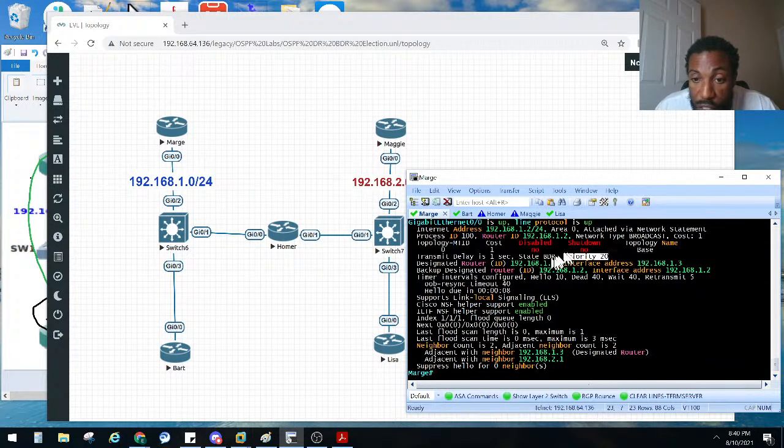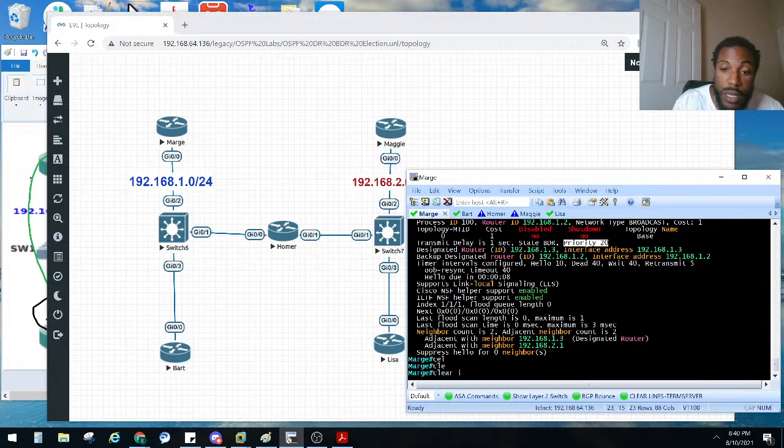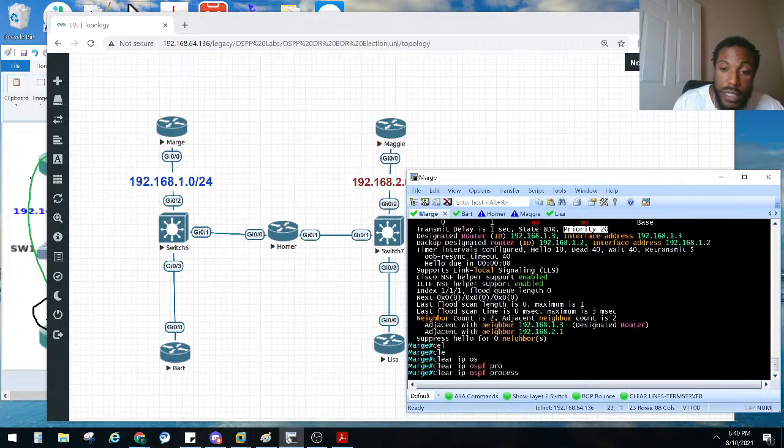Well, you know what? In order for this to take effect, we need to clear the process. Remember we did that a couple streams ago? Everybody still thinks I am the BDR and my priority is 20. So I need to resync my whole OSPF process. How do we do that? We did clear ip ospf, right? Remember we did that a couple streams back? So clear ip ospf process. And we might need to do that for the rest of these guys too, so they can resync their database as well.